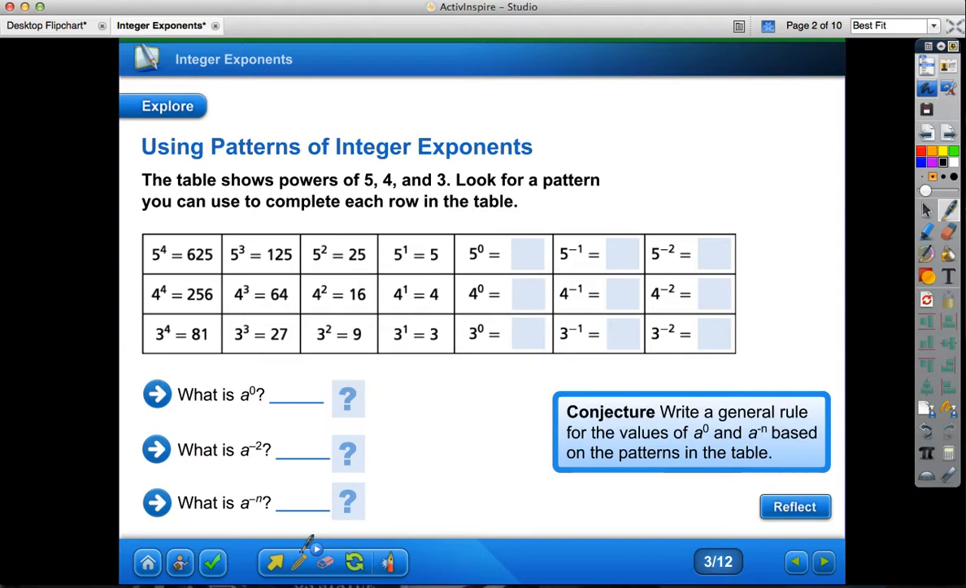You can write that in your conjecture, that a to the 0 is always going to be 1. So any number to the 0 power is 1. And then a to the negative n, any power of any number that is a to the negative n power is going to be 1 over that number to the positive of that power. Right? So the negative just turns it into a fraction.